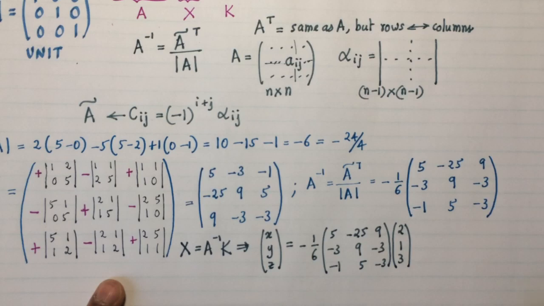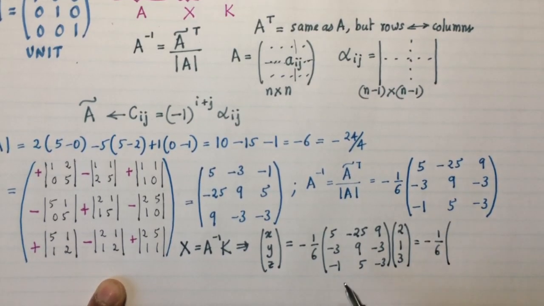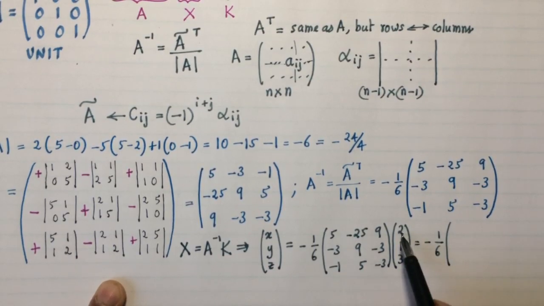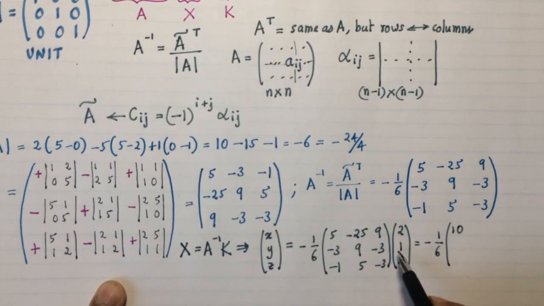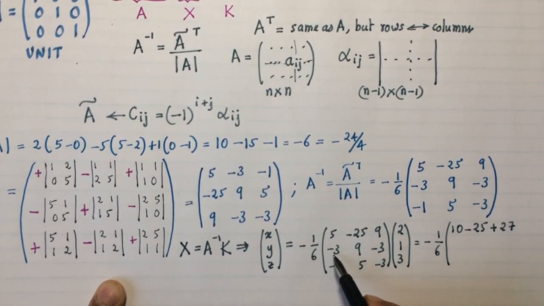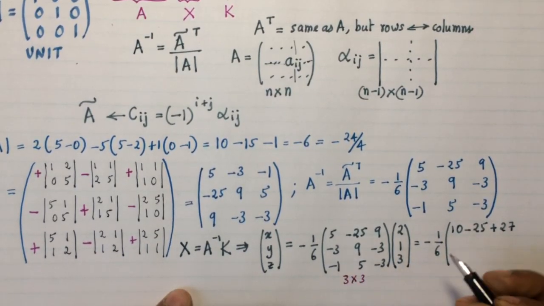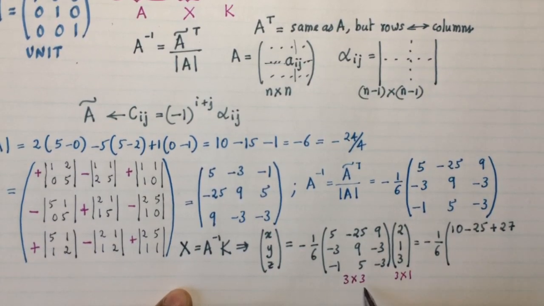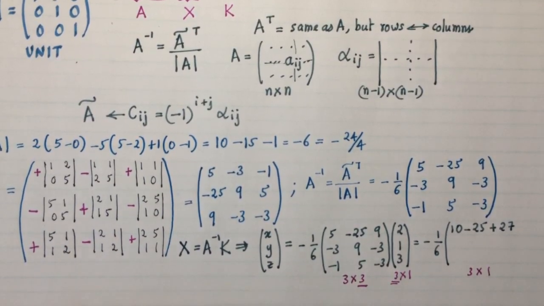Now it's just a question of multiplying those things. So let's do this. 5 times 2 is 10. 25 times 1, and then 9 times 3. Next entry will be, so just as a warning, this is a 3 by 3 matrix, and that's a 3 by 1 matrix. So the result, if you cancel out these two 3's, is going to be a 3 by 1 matrix, or in other words, a column vector.